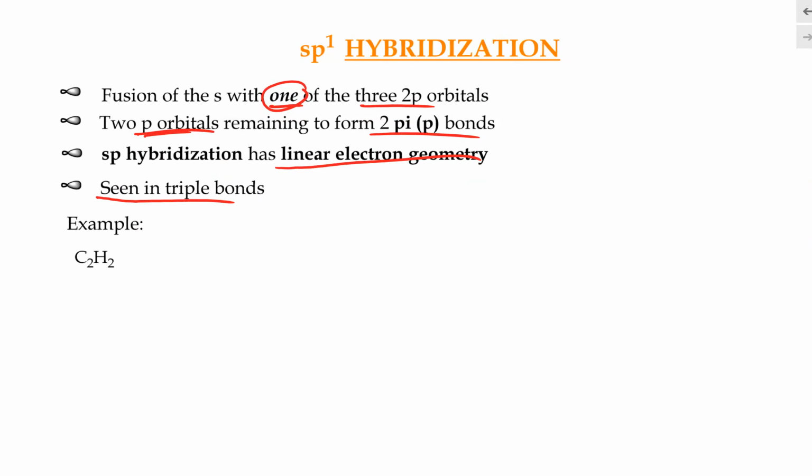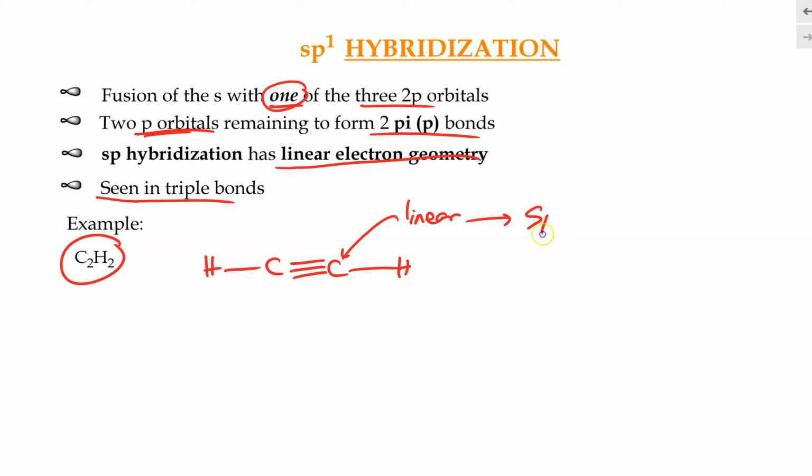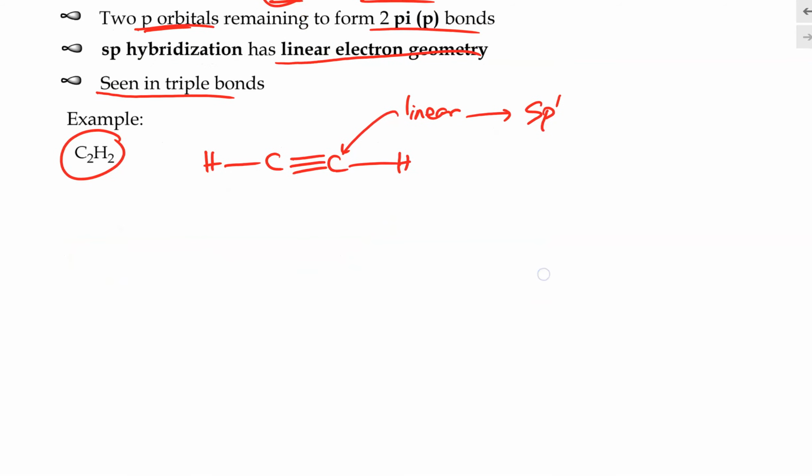And now let's use an example. So here is acetylene, and when we draw the Lewis structure, this is what it would look like. We can see that this carbon has the linear electron geometry, and that would imply that it must have undergone the sp1 hybridization. And same thing, this carbon is also sp1 as well.